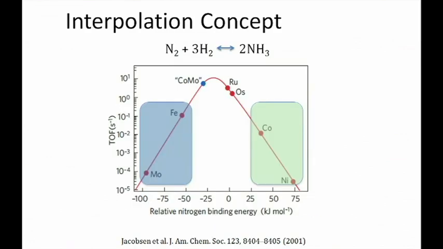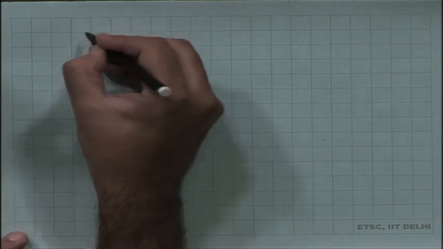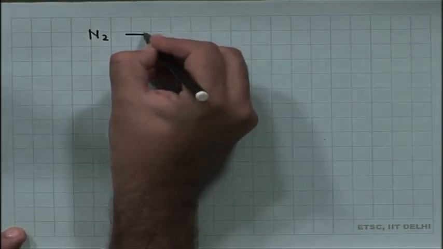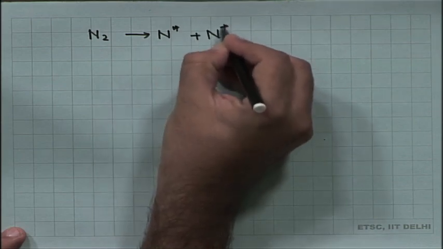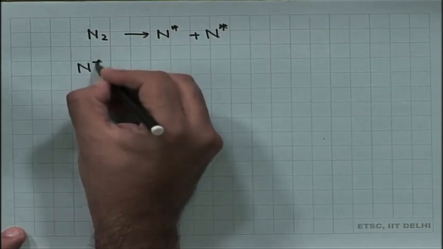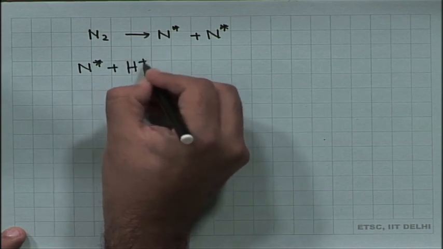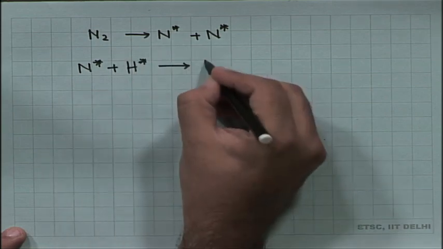For example, the next concept introduced recently is the interpolation principle. Suppose you think about ammonia synthesis and the nitrogen bond. Nitrogen is a very difficult bond to break and it requires really high energy to break it. The key descriptor in this reaction: if you start with nitrogen, it has to break and form adsorbed nitrogen atoms on the catalyst surface. Then these nitrogen atoms have to hydrogenate with adsorbed hydrogen on the surface to form NH.